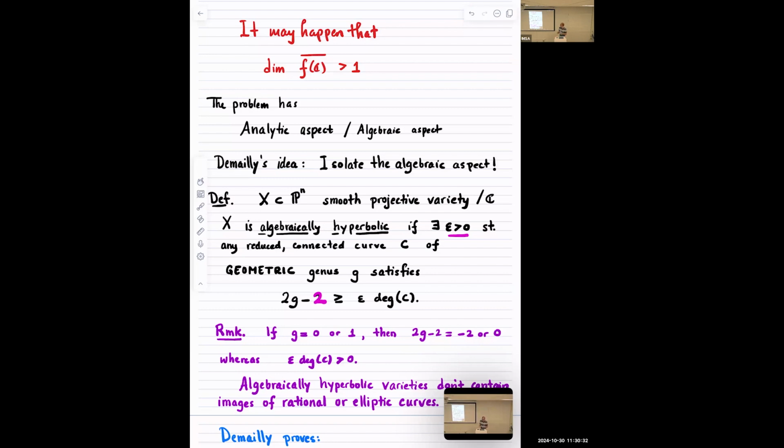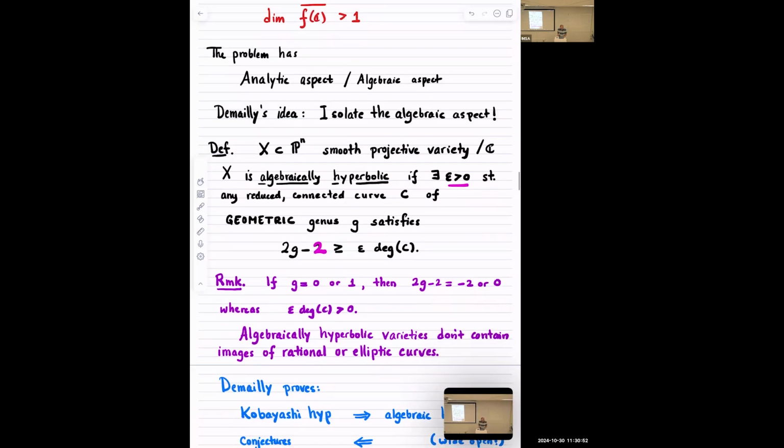And the way you should think about this is that, as you look at your curves on this manifold, there's some control over the singularities relative to the degree of this curve. All right, so now let's just observe something.